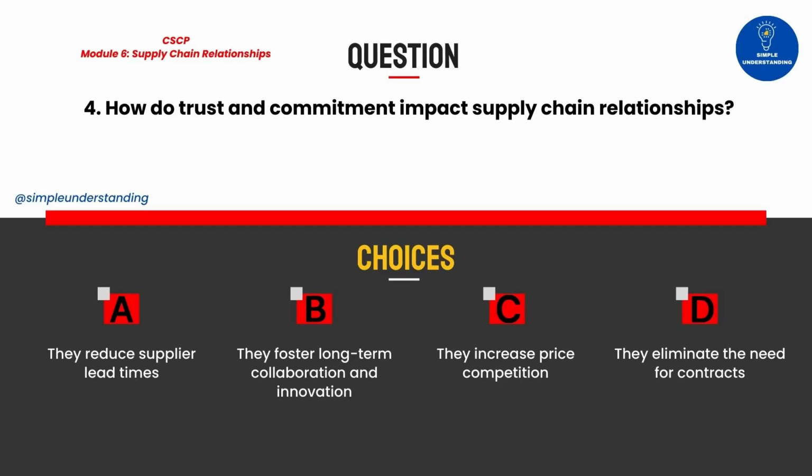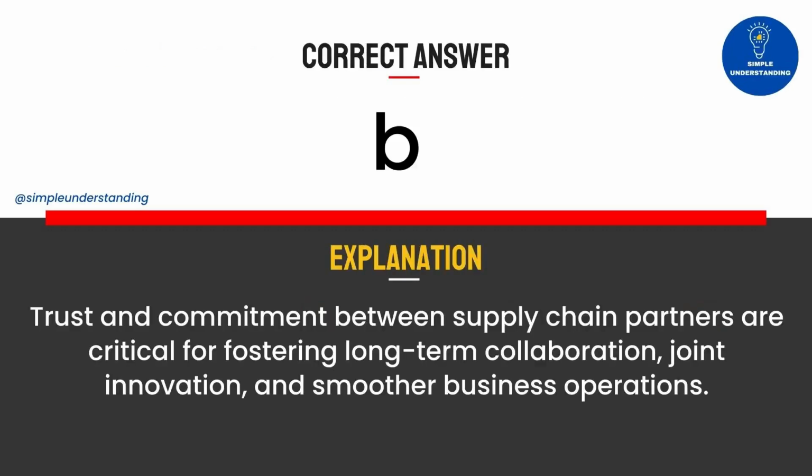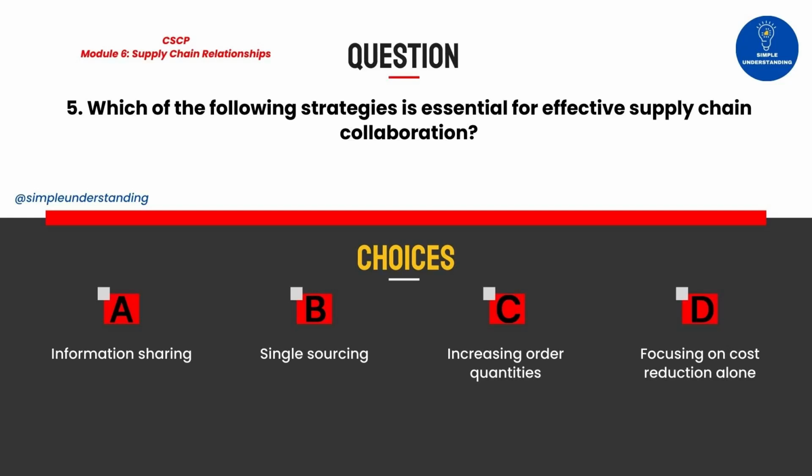4. How do trust and commitment impact supply chain relationships? A. They reduce supplier lead times. B. They foster long-term collaboration and innovation. C. They increase price competition. D. They eliminate the need for contracts. Correct answer, B. Explanation. Trust and commitment between supply chain partners are critical for fostering long-term collaboration, joint innovation, and smoother business operations.